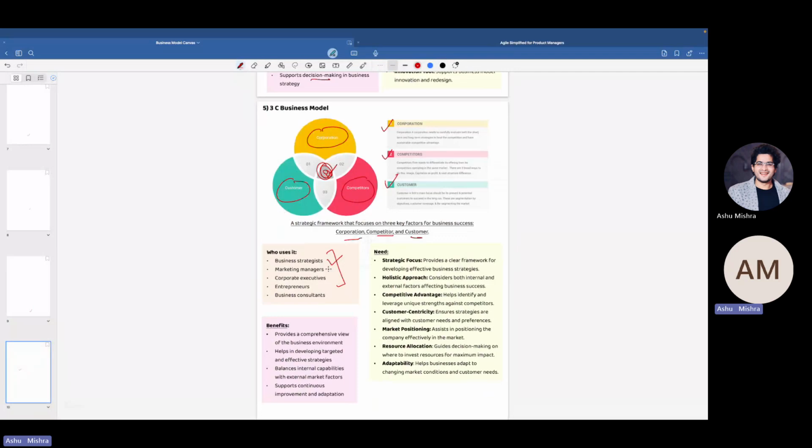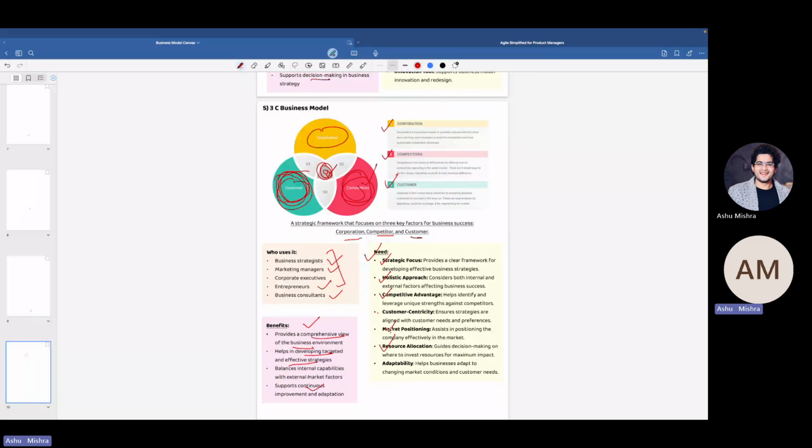It is being used by business strategists, marketing managers, entrepreneurs, business consultants, and the benefit that it provides is a comprehensive view of the business environment, helps in developing targeted and effective marketing strategies, and supports continuous improvement and adaptation. Right, guys? And hence the need also comes in terms of strategic focus, holistic approach, competitive advantage, customer centricity, since customer is a very big element over here, right? Market positioning. And why market positioning? Because we have competitors that we have to look for.